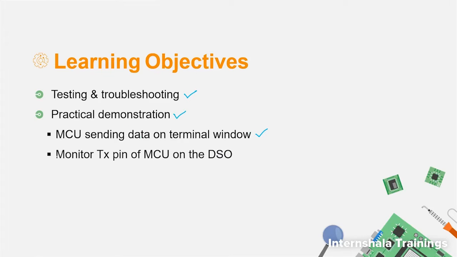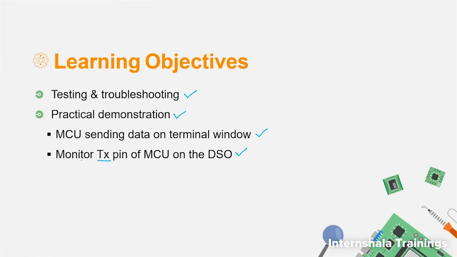Then the next point is to monitor the TX pin of the MCU on the DSO. In this point, the controller will be programmed with the same code. We are going to monitor the TX pin of the UART interface, and we are going to connect the TX pin of the UART interface to the DSO. And we will see the same data which we are seeing on the terminal window. So we will see how exactly that data looks like in terms of signal on the DSO.